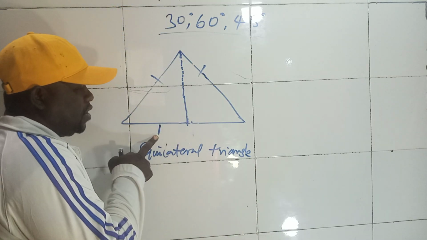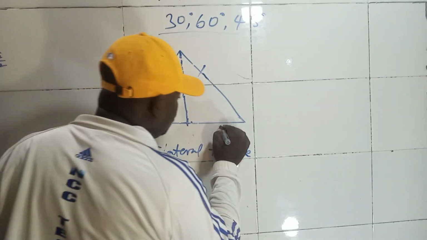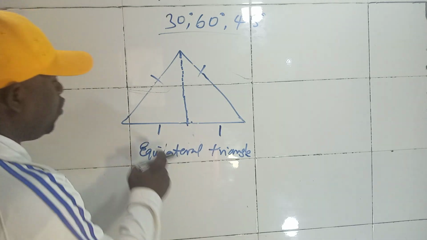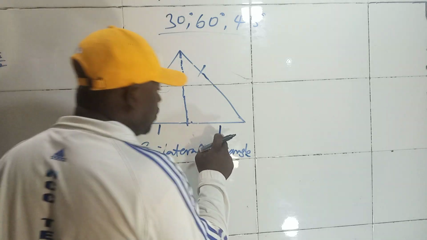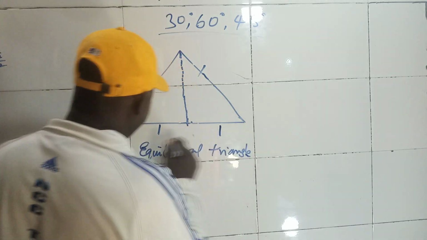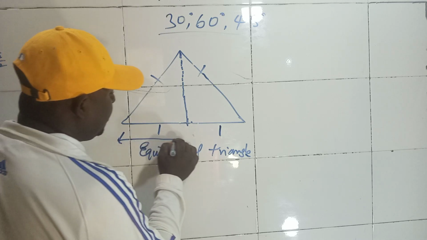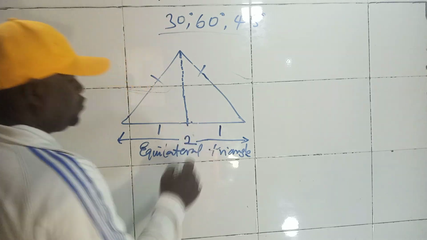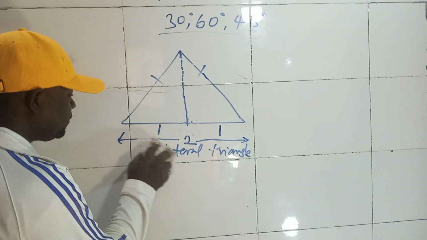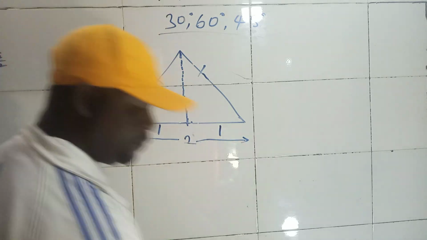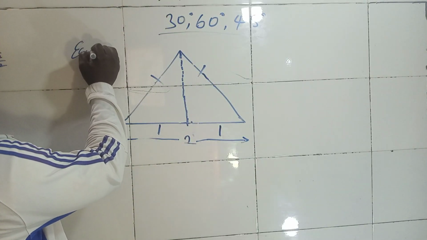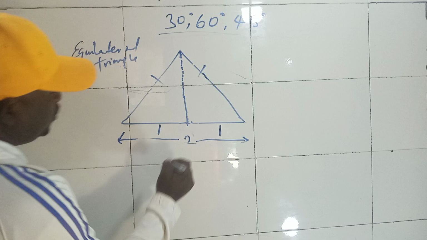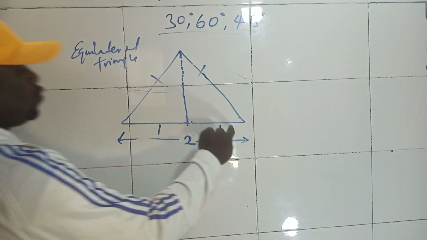If I call this place 1, this place automatically is going to be what? 1. Because it's a line of bisection. So if this place is 1, and this one is 1, then from here down to this place will be what? 1 plus 1, which is 2. Let me rub off this equilateral I wrote here. But just know that it is an equilateral triangle. Meaning it has 3 sides. So this is now 2. 1 plus 1 will give us 2.